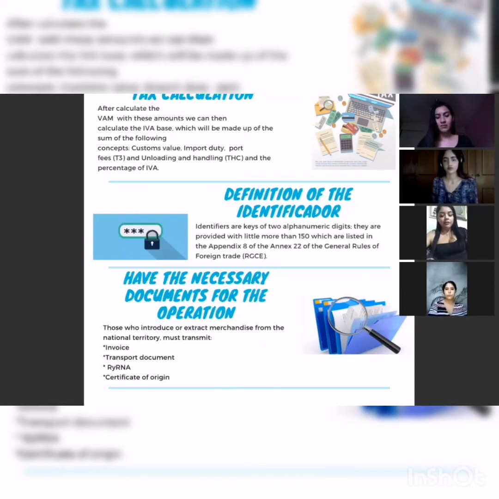In case of not declaring an identifier, or doing it wrongly, the importer or exporter must pay a fine which can be between 1,800 and 2,570, based on Article 185, Fraction 2 of the Customs Law.